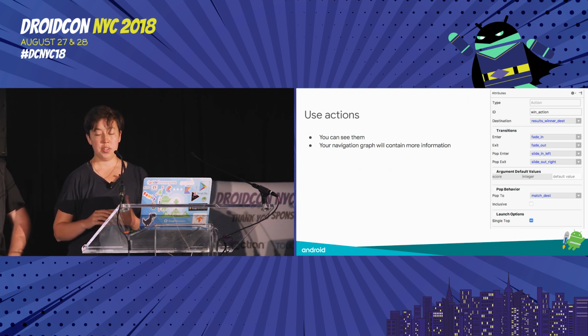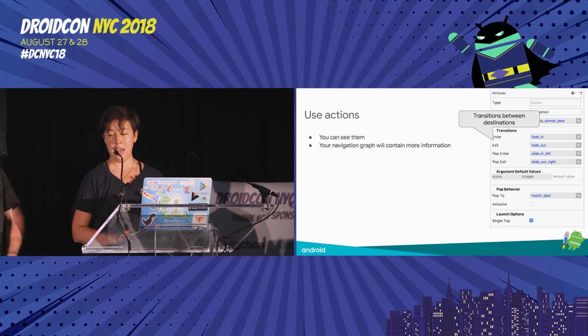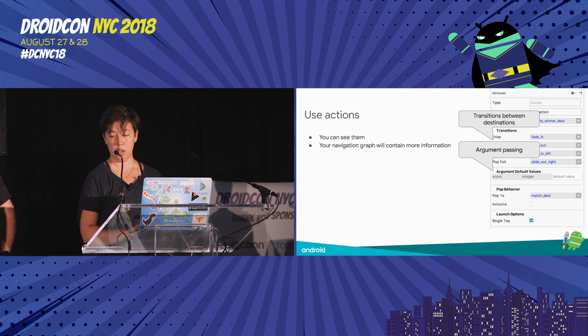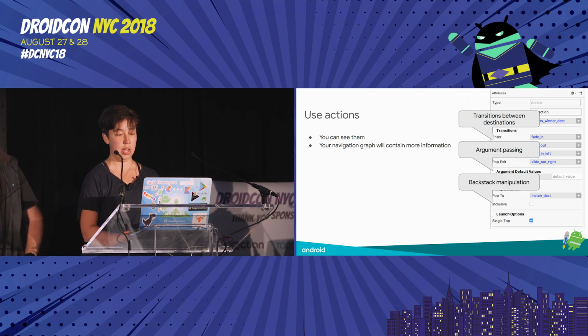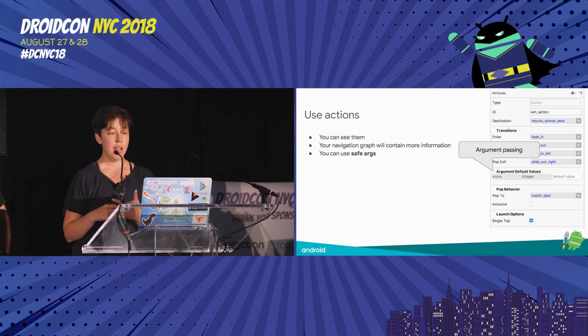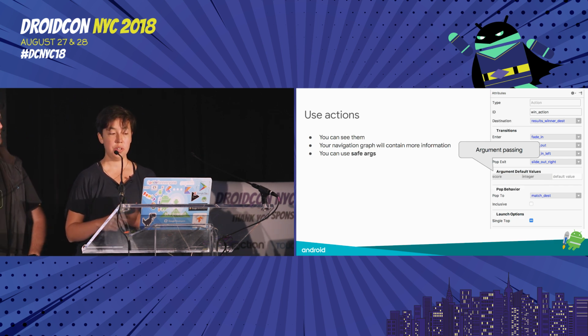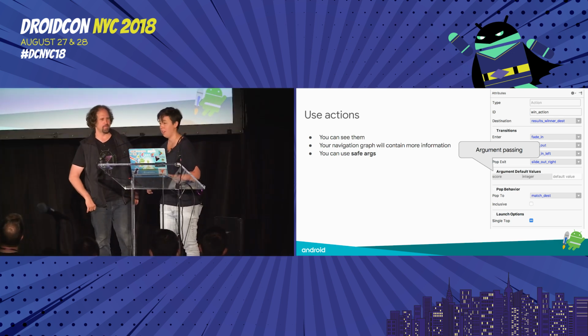This also means that your graph is going to contain more information. It's going to contain the transition information that I was talking about. It's going to contain what arguments are being passed. It's also going to contain backstack information that's going on. Okay. Finally, if you use actions, this also enables you to use that code generation plugin that I talked about before, which is called SafeArgs, which Dan is going to talk about right now.